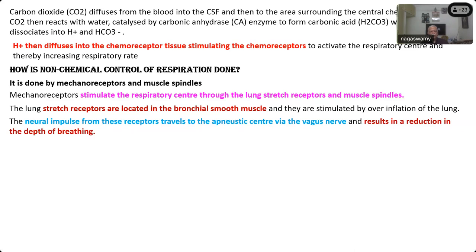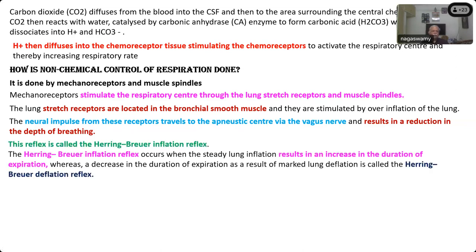So the apneustic center, we saw earlier, the pneumotaxic center is responsible for what? Controlling inspiratory rate. Rate and the depth of respiration. No, depth is by apneustic. Read it carefully. The neural impulse from these receptors goes to the apneustic center via the vagus nerve, resulting in reduction in the depth of breathing. So apneustic for depth, pneumotaxic for rate. Please remember that.